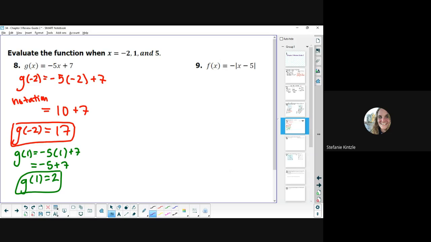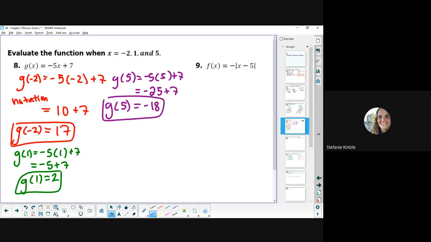And last but not least, let's plug in 5. Right? g of 5 equals -5 times 5 plus 7. So -5 times 5 is -25, and -25 plus 7 is -18. So g of 5 equals -18. Your quizzes on this went pretty well. Just remember, make sure you use function notation. Okay?